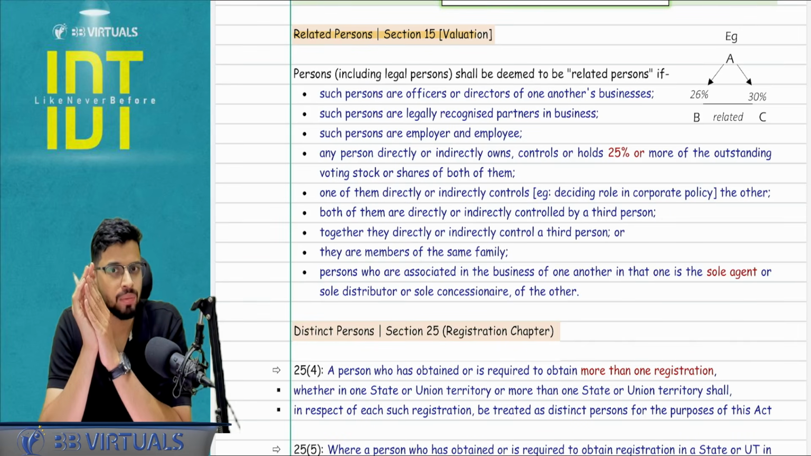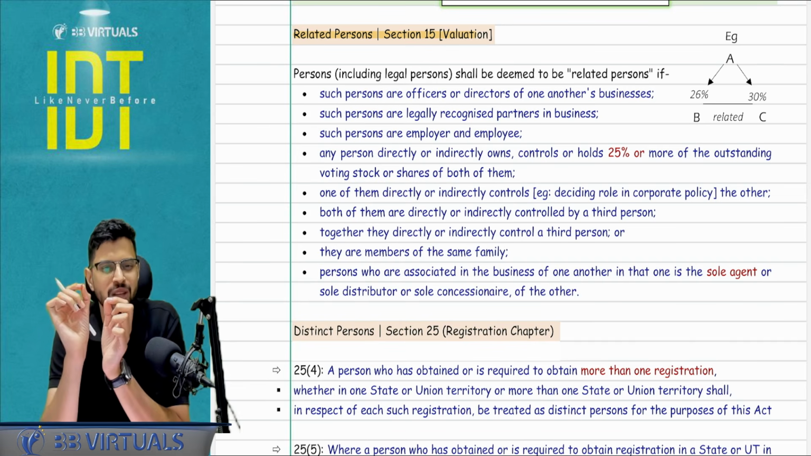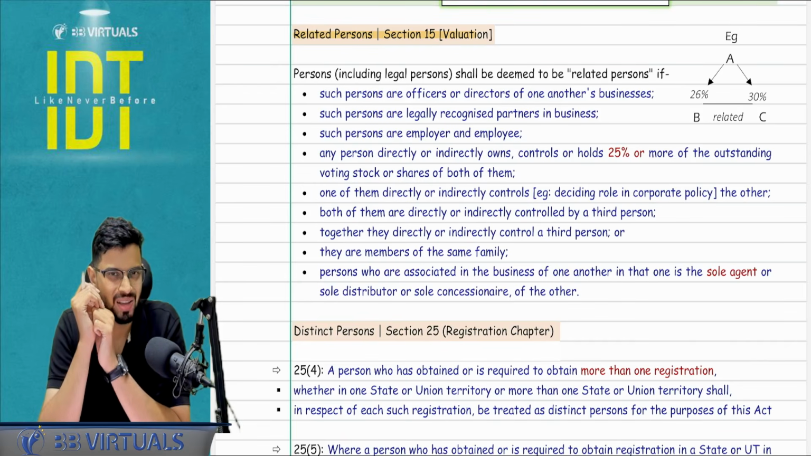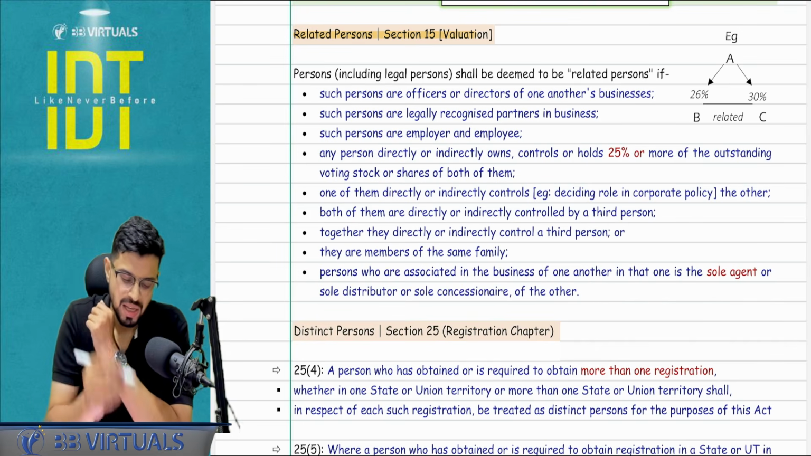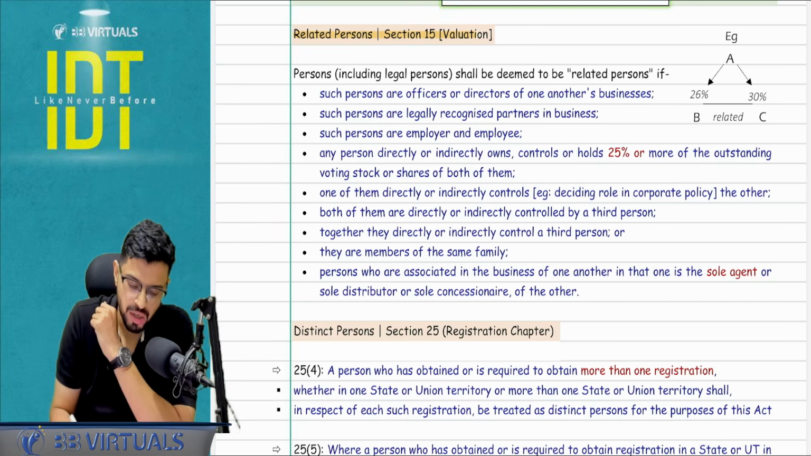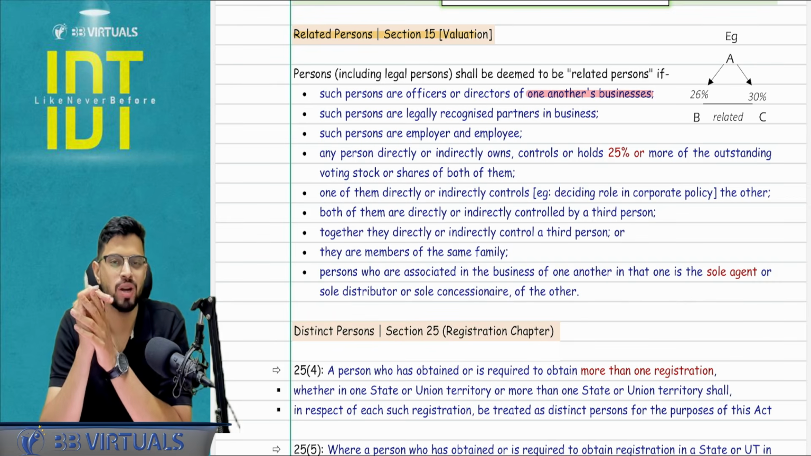Now, what is the problem here? See, our GST law is not focusing much on defining these kinds of things, just like the Companies Act does. We are more focused upon substance over form in these kinds of situations. Hence, you will find that this particular term of one another's business is also not a technically defined term. General meaning you have to understand.